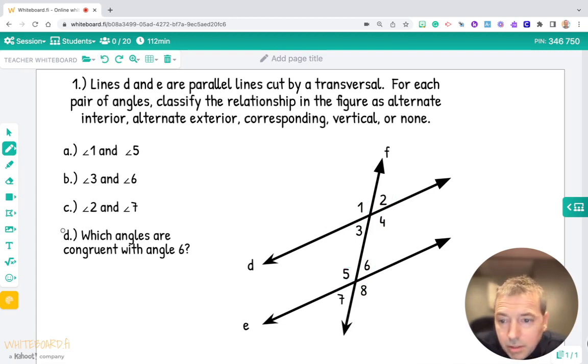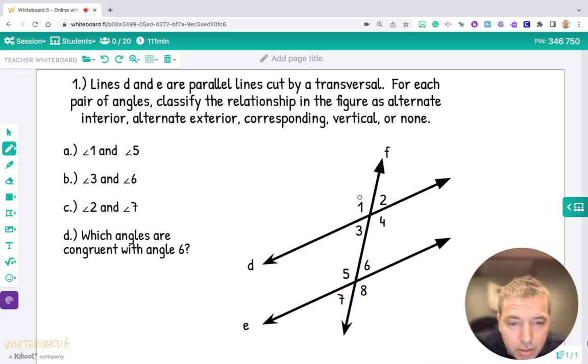Vertical means angles that are across from each other. So angle 1 is across from angle 4. Those are vertical angles. Or you could say angle 6 is across from angle 7. Those are vertical angles. They share this vertex, but they're across from each other. An example of one that would be none, you could say like 1 and 7. They're on the outside, but they're not on opposite sides. So those won't be alternate exterior. There's no relation there. So let's try to answer these questions now.